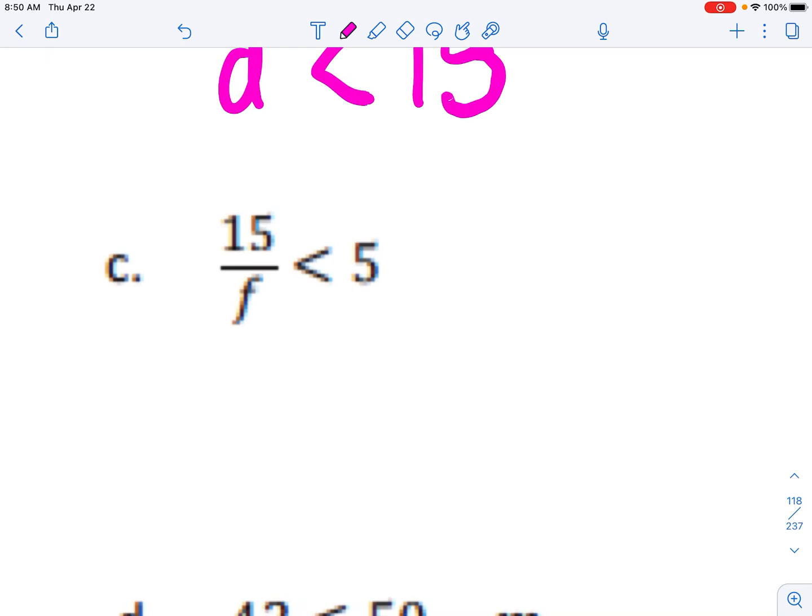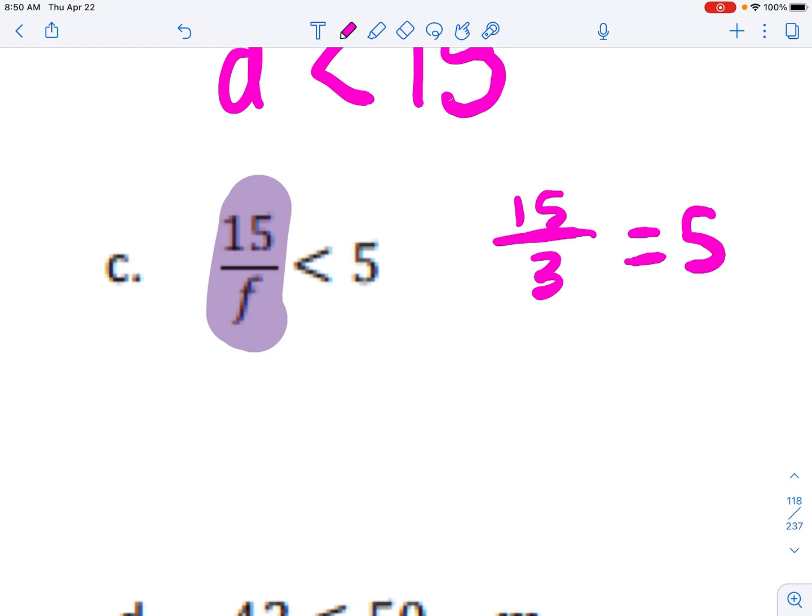Letter C says 15 over F is less than 5. Okay, so what would make this 5? Well, 15 over 3 is equal to 5, okay, but it has to be less than 5. So anything greater than 3 is going to make this less than 5. So our answer here is F is greater than 3.